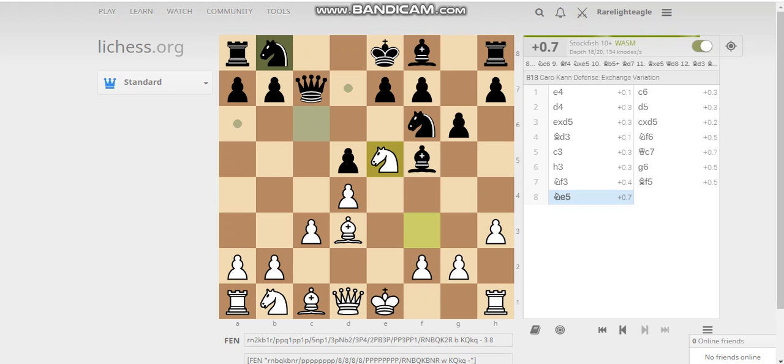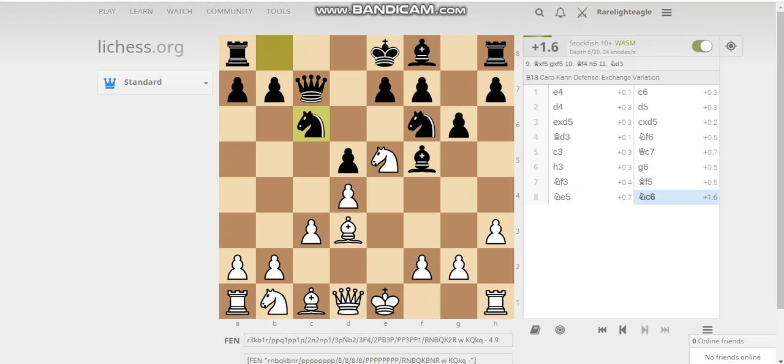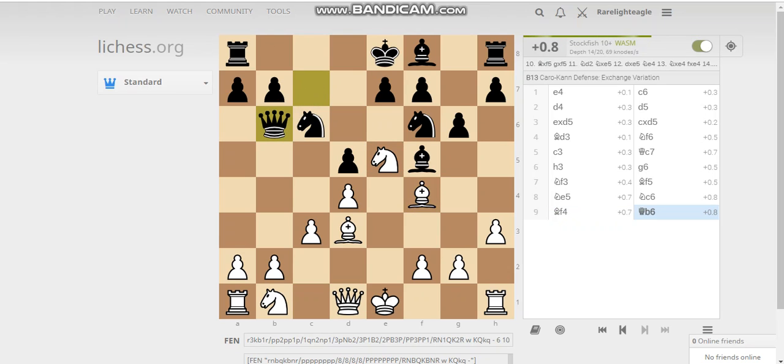So Viswanathan Anand just brought his knight to c6 to attack the knight at e5. Now, what happened here is, yes, this is what happened. He brought his bishop to f4 to give a discovered attack on the queen. Viswanathan Anand saw that and made his queen escape.